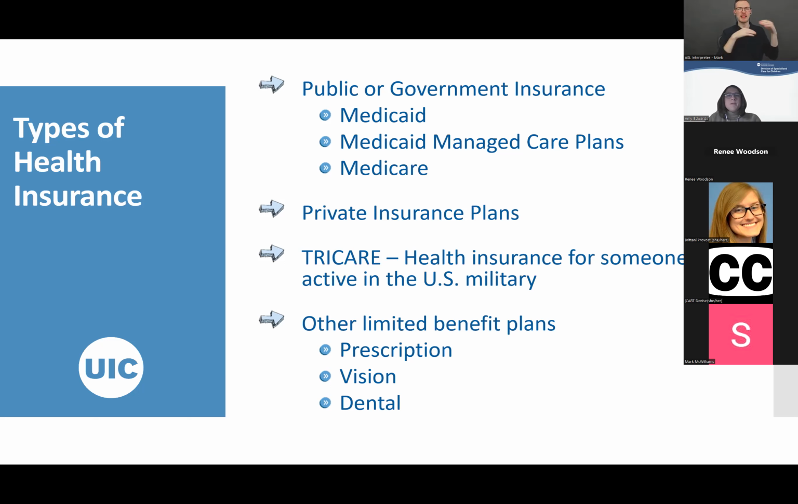And these plans provide specific coverage for things like prescription, vision, or dental. A limited benefit plan is not like a complete medical coverage plan like you would need if you were going to go to the doctor or a hospital, but these plans can be combined with a private insurance plan. So for example, you may have a Blue Cross Blue Shield insurance plan, and then you have Delta Dental for your dental coverage.